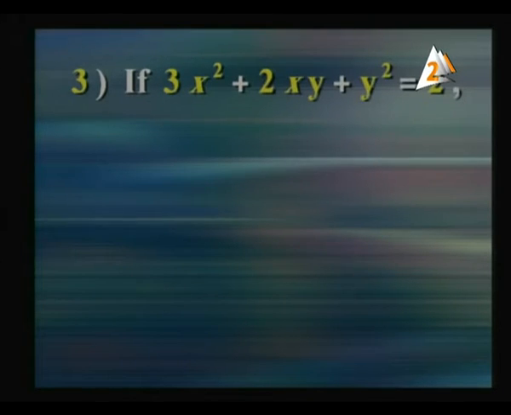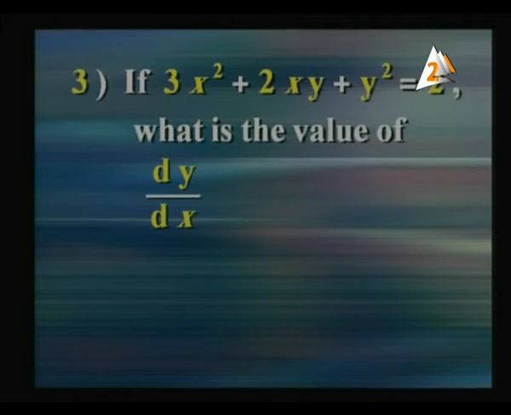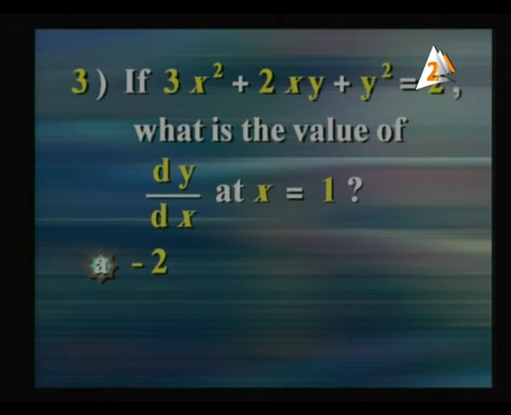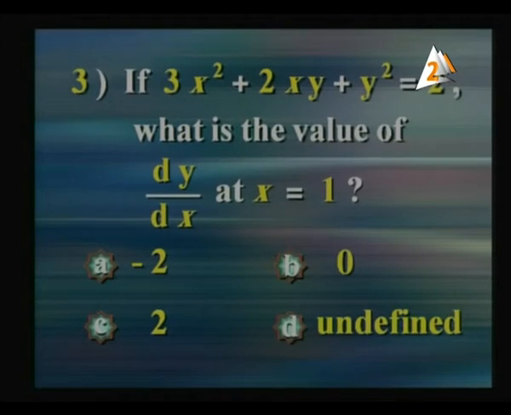Number 3. If 3x squared plus 2xy plus y squared equals 2, what is the value of dy over dx at x equals 1? Look at number A, negative 2, number B, 0, number C, 2, number D, undefined. What is the differentiation of this function 3x squared plus 2xy plus y squared?